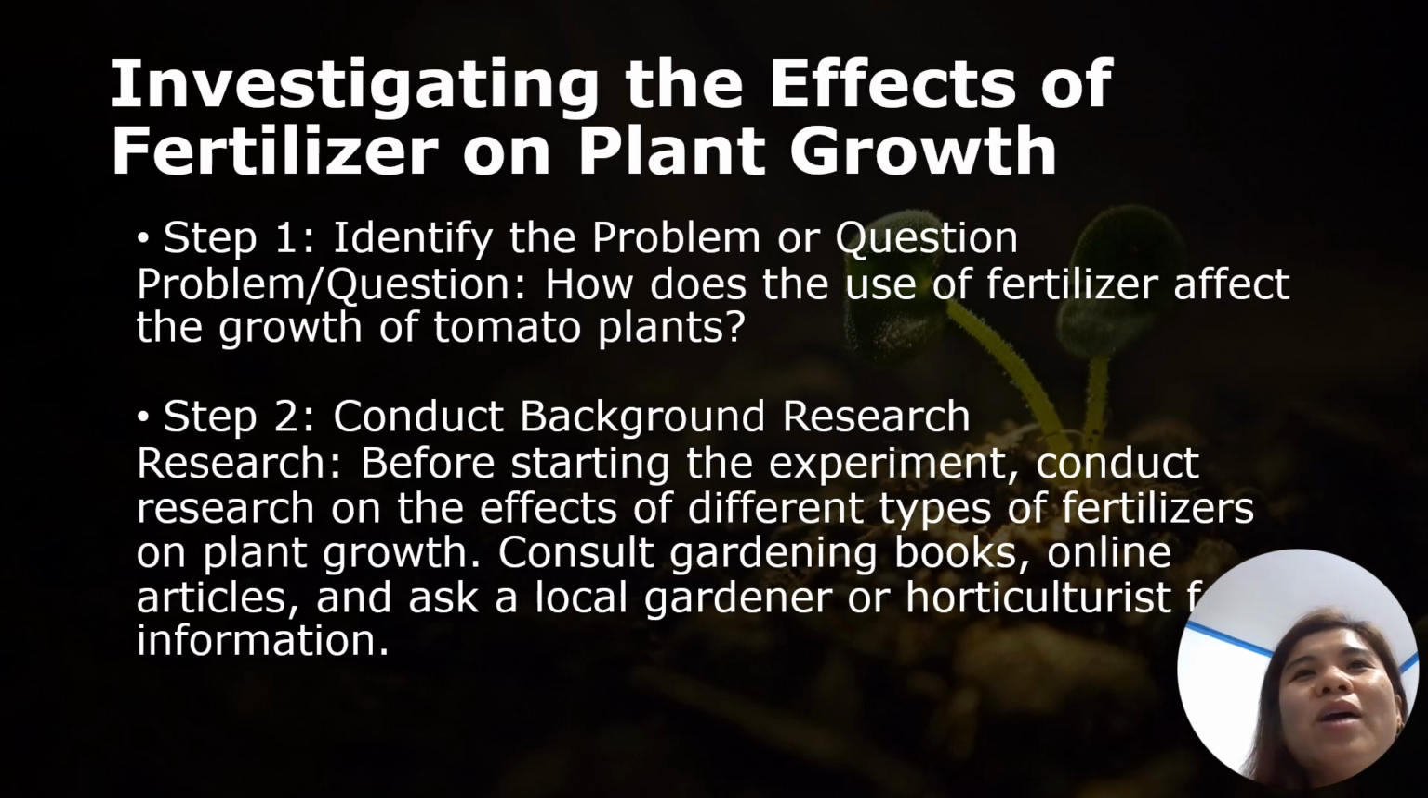So how does the use of fertilizer affect the growth of eggplant plants, for example, or how does the use of fertilizer affect the growth of potato plants, for example. So tomato could be replaced by any other plants. Take note of that. Step 2, conduct a background research.